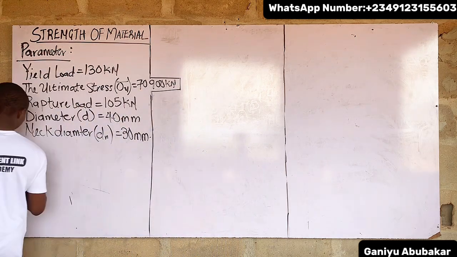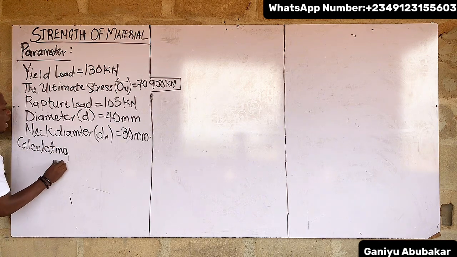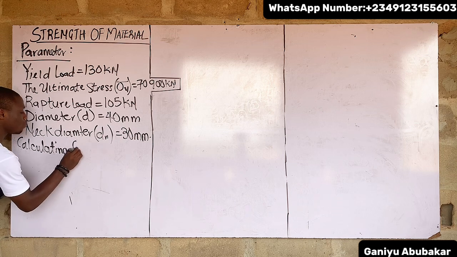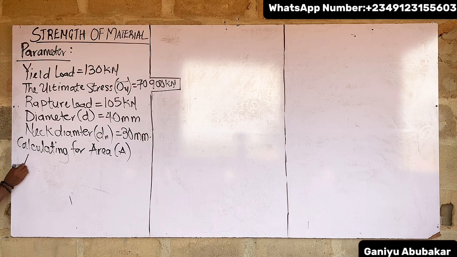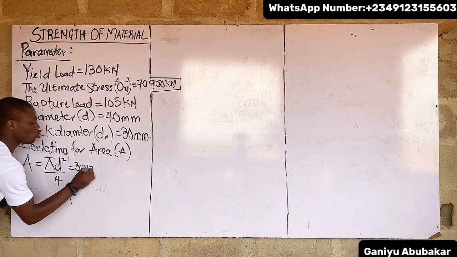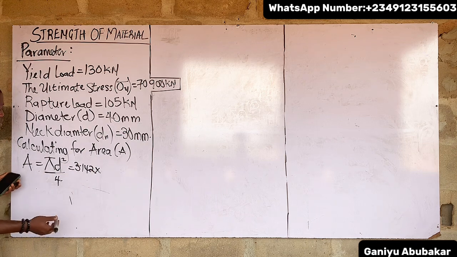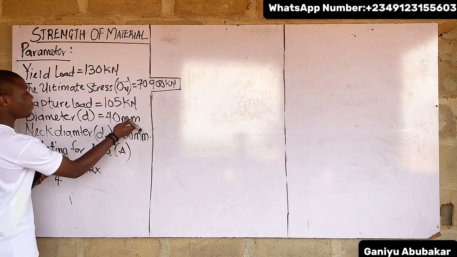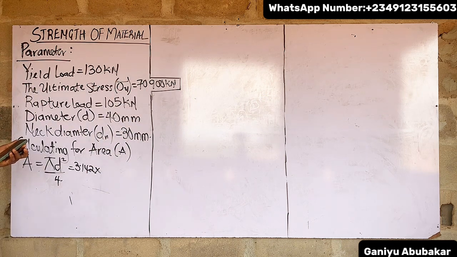So let's look for area first. I'll show you why I did area first. My area is equal to pi d squared over 4. What's pi? 3.142 times what's this squared? The 40? Please, are we converting? No conversion. Millimeter, millimeter, kilonewton, kilonewton, kilonewton. No conversion, please.